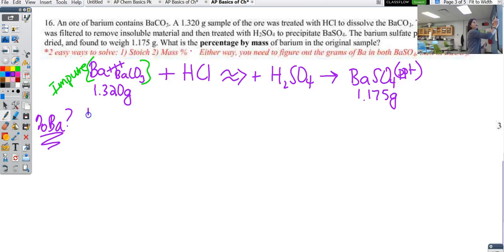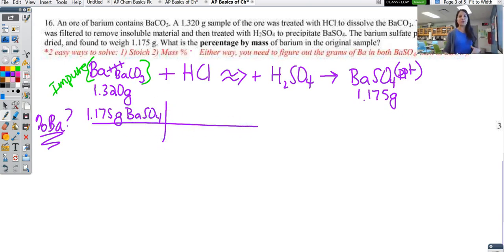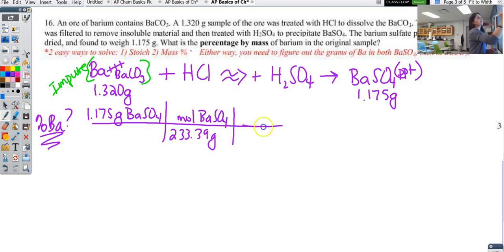So I'm going to start with the 1.175 grams of this BaSO4. I'm going to throw in a bridge. And we all know anytime you're in grams, we're going to switch our grams to moles. This I already looked up was 233.39 grams per mole for the barium sulfate from our molar masses. Okay, so now we know we're in moles of BaSO4, so I'm going to write moles of BaSO4.